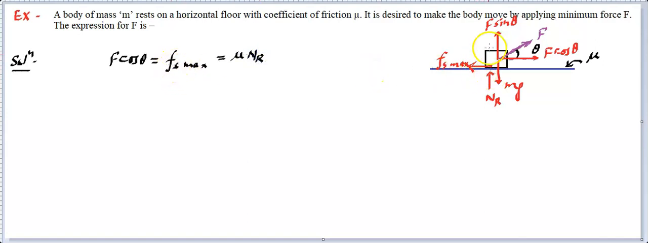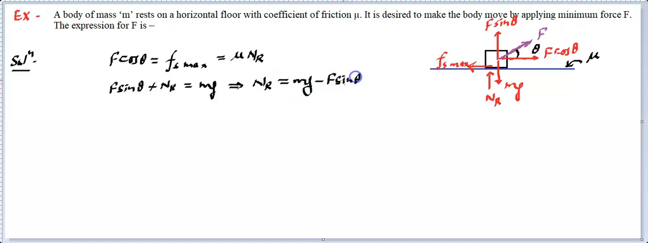And in the vertical direction, of course, in equilibrium, the vertical equation will be F sin theta plus N R. These are the forces in the upward direction. Together they will be equal to mg. Now from this equation we can find the normal reaction. Normal reaction is going to be equal to mg minus F sin theta. Can you think of it?